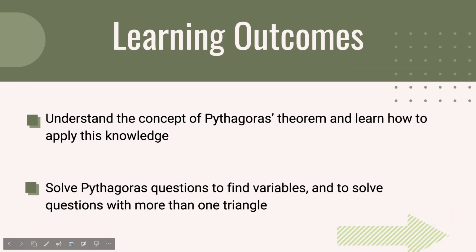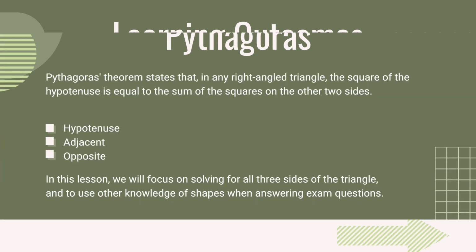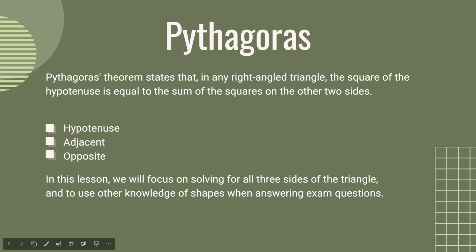Learning outcomes for today are to understand the concept of Pythagoras' theorem and learn how to apply this knowledge, and also to solve Pythagoras questions to find variables and to solve questions with more than one triangle. So, what is Pythagoras' theorem? Pythagoras' theorem states that in any right angled triangle, the square of the hypotenuse is equal to the sum of the squares of the other two sides. In this lesson, we will focus on solving for all three sides of the triangle, and to use the other knowledge of shapes when answering exam questions.